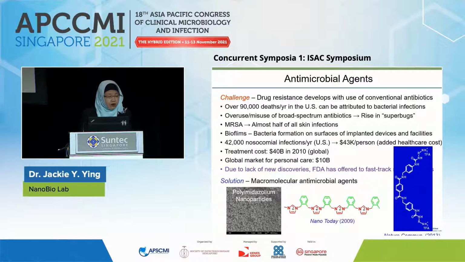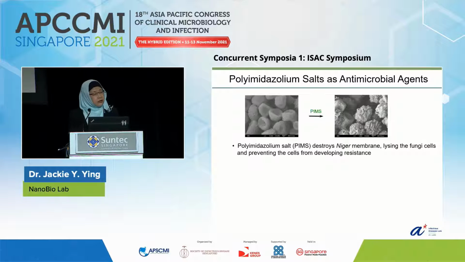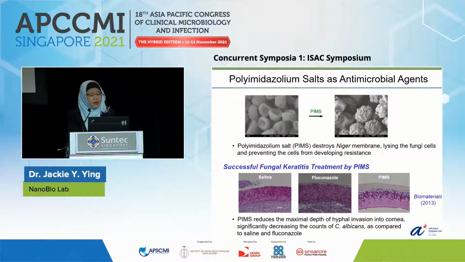Okay? There are different formats of how we can develop these antimicrobial agents. Shown here is how this polyimidazonium salt help us to destroy the fungal membrane. Okay? After it has been introduced, you see that it pierces through the membrane and then basically lysing the fungal cells. Okay? We have also tested this in vivo. For example, we see that the introduction of saline solution basically will not kill the C. albicans in the rabbit eye. Okay? When you use fluconazole, you will kill some of these fungal cells.